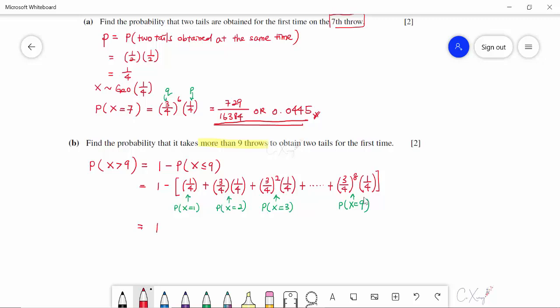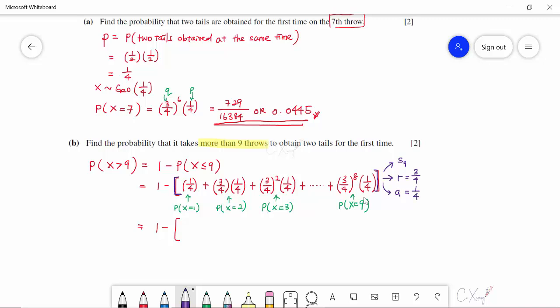So I copy the 1 minus the sum of the geometric progression for 9 terms. So in summary, this whole square bracket is actually the sum of 9 terms in the geometric progression. That's the first thing. And the second thing is you should know what the r is in this geometric progression. It should actually be 3/4. And after that, what is the first term of this geometric progression? It will be 1/4.